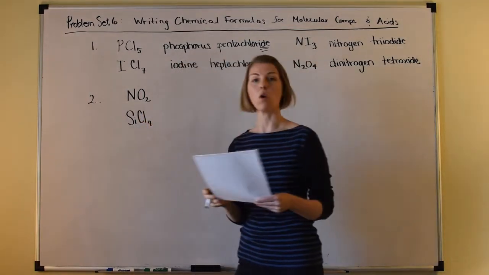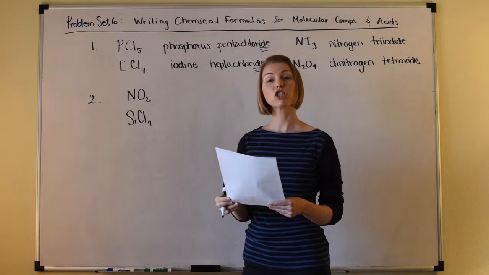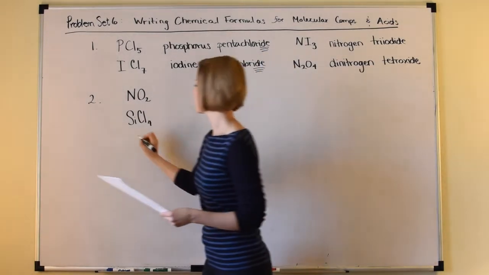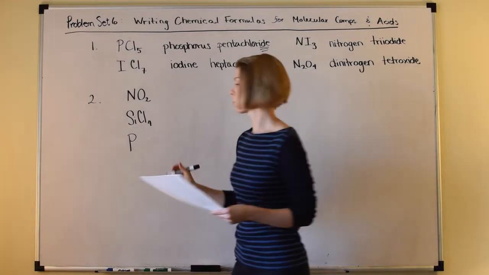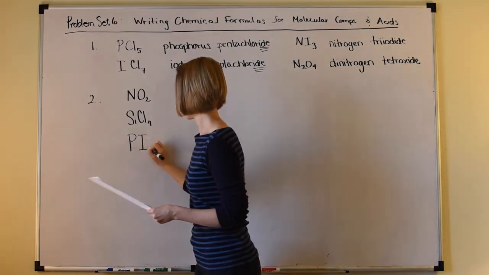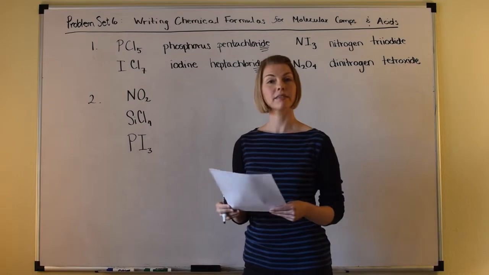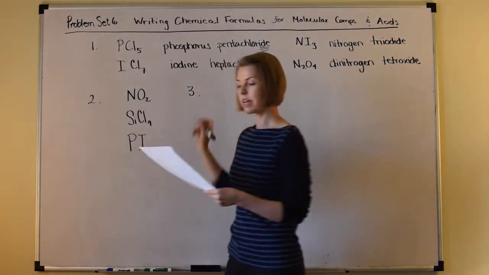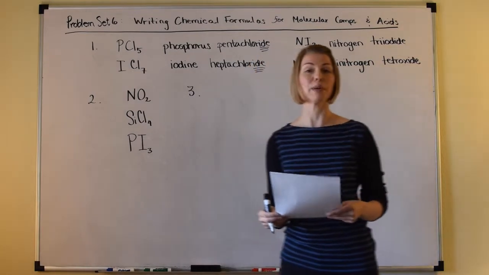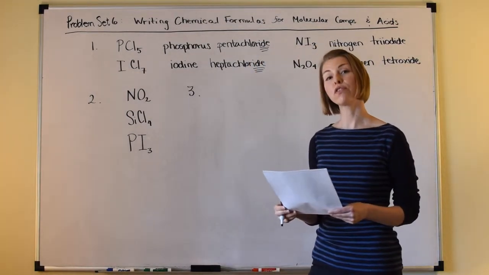So Cl4. Phosphorus triiodide, that means there's only 1 phosphorus. And there are 3. Tri is 3 iodides. All right, number 3. Now we're going to write the formula for the following acids. So sulfuric acid.